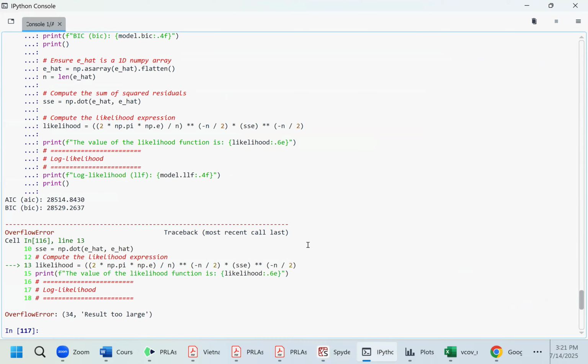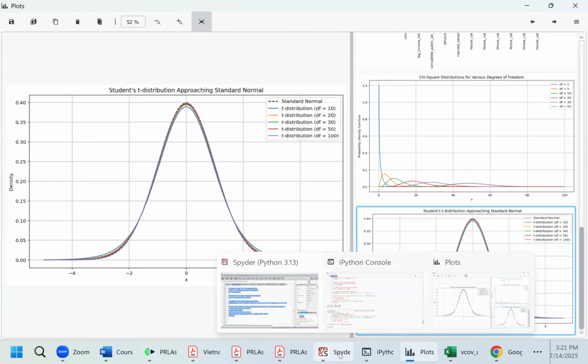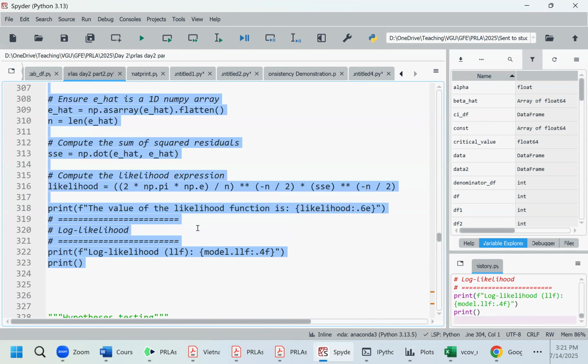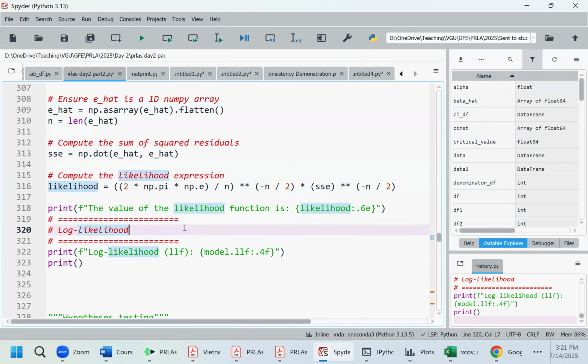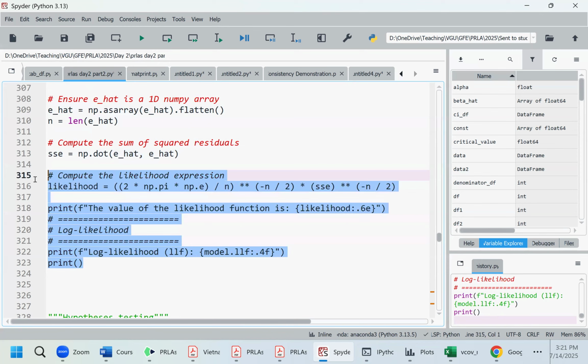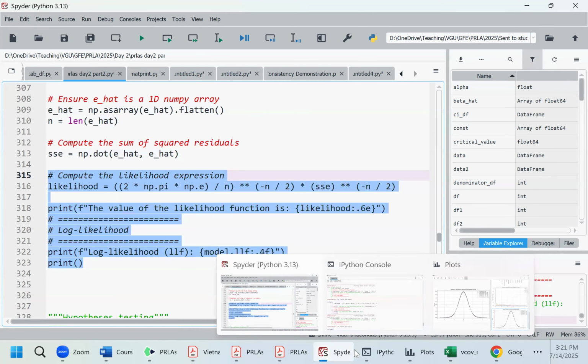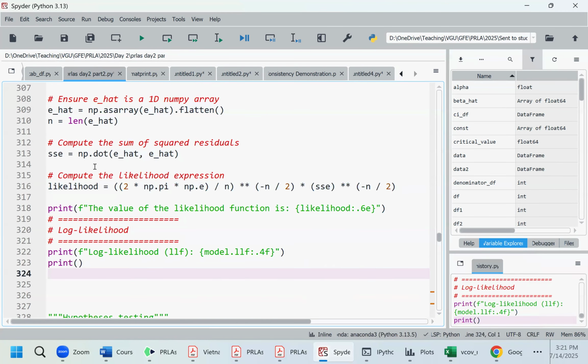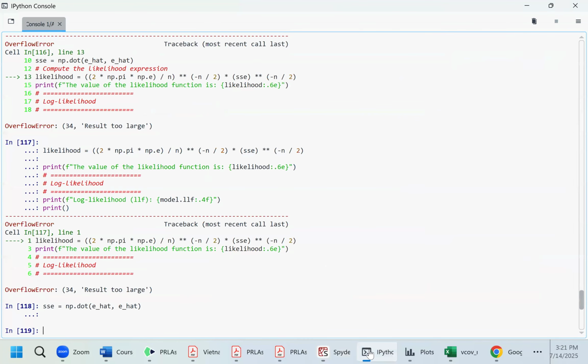Results too large. What's that? Did you get the same problem? Let's see.